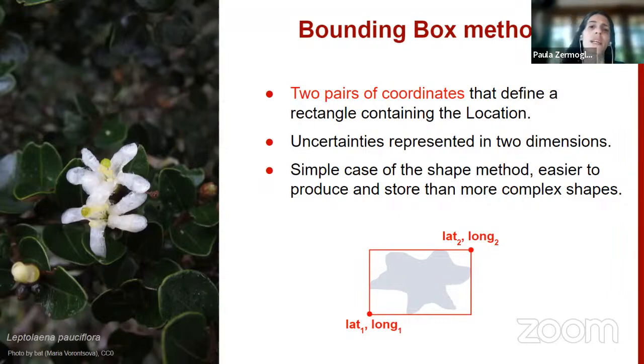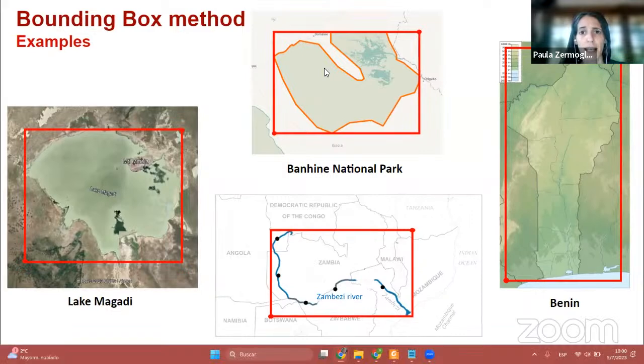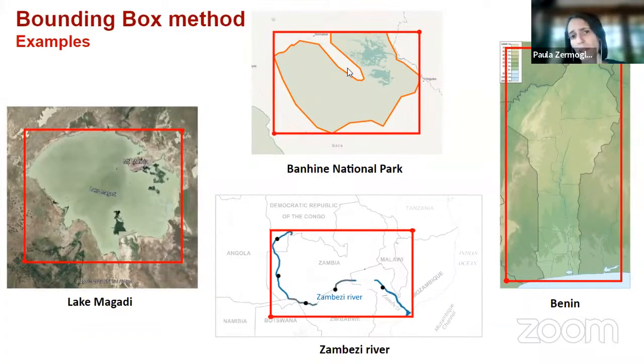So for the same examples that we had before, if we wanted to represent the lake with a bounding box, we would draw a rectangle that contains the whole lake, and we would provide the pair of coordinates that define the vertices of that rectangle. Similarly, we could do that for the national park, for a whole river, or for a whole country.